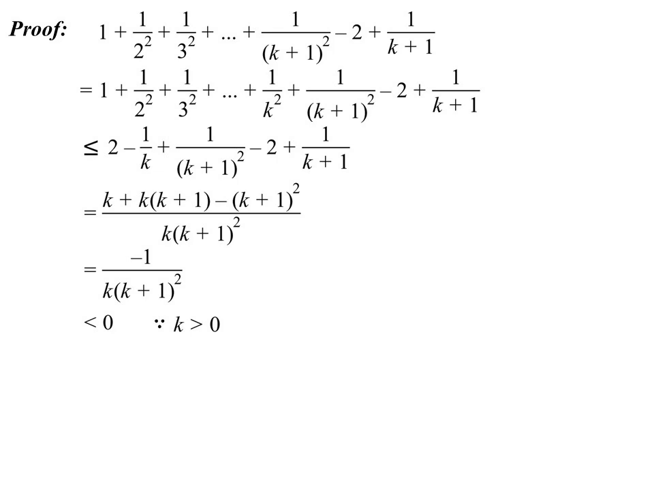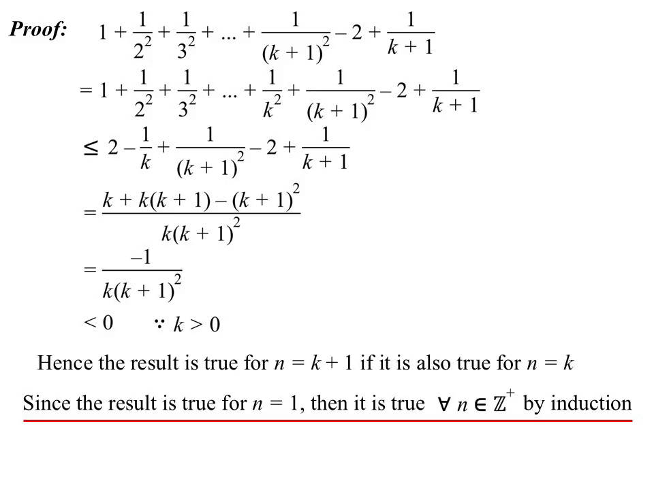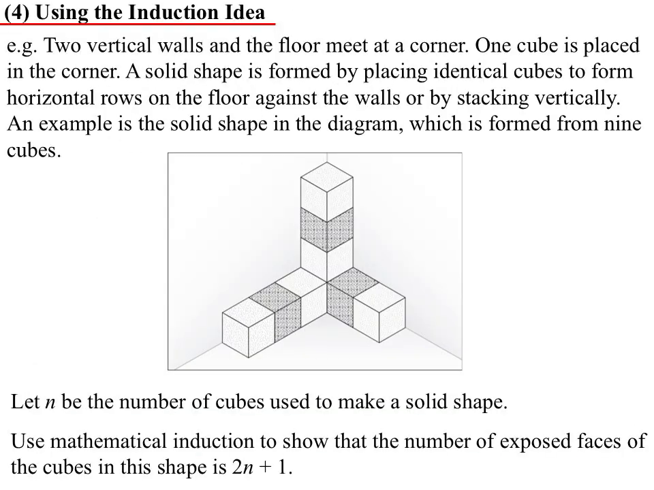So, yep, I can say that's always less than 0. It's not actually true to say it's less than or equal to 0, because I've got a fraction with a constant on top. So I've just written less than 0, but if it's less than 0, it's then okay to say it's less than or equal to 0. And hence the result is true for k plus 1 if it's also true for k. Now, the actual induction idea.